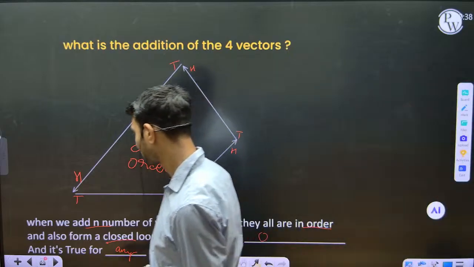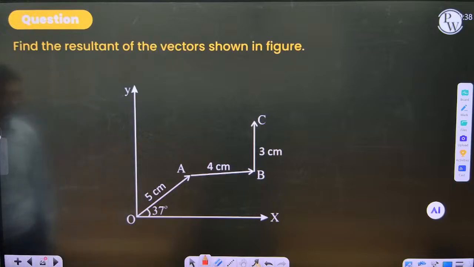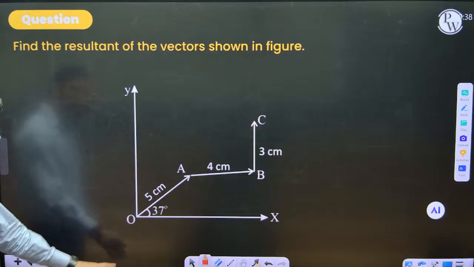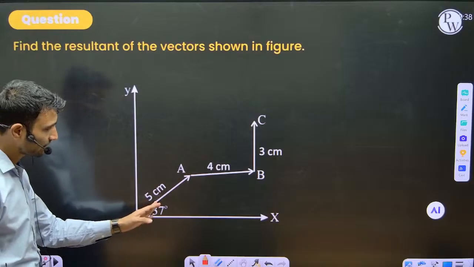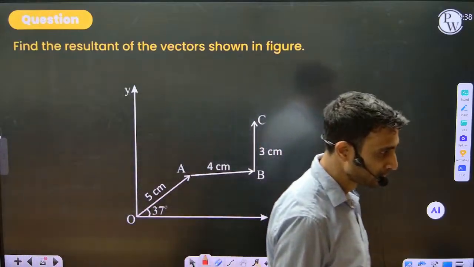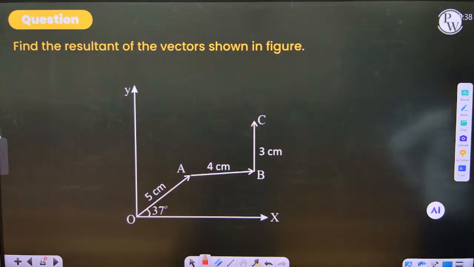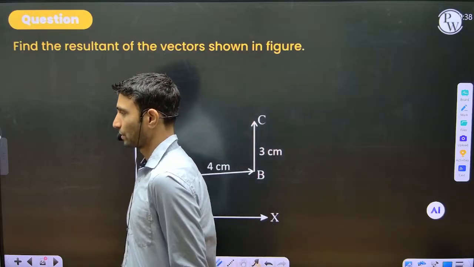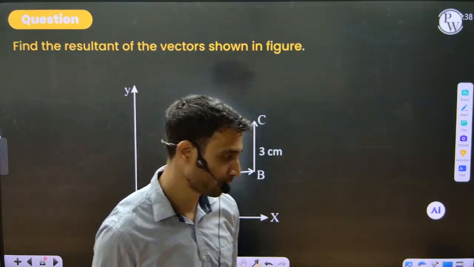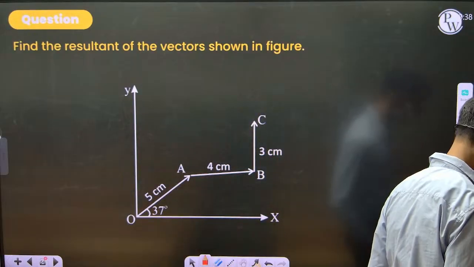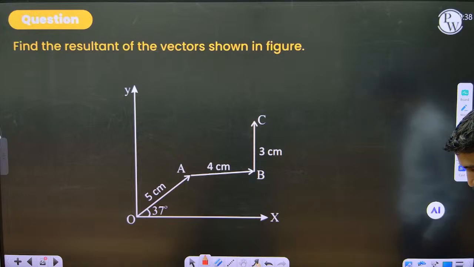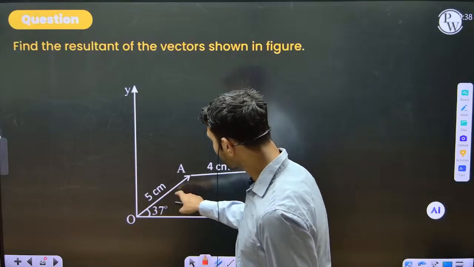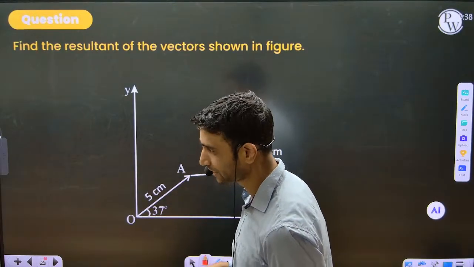Okay, next. Let's say I want to add these three vectors 5, 4 and 3, right? So what will be the sum of the addition of these vectors? Let's see that. Find the resultant of the vectors shown in the figure, right? So let's find their sum. What is the sum of this vector, this vector, and this vector? So you find the sum of the three vectors.